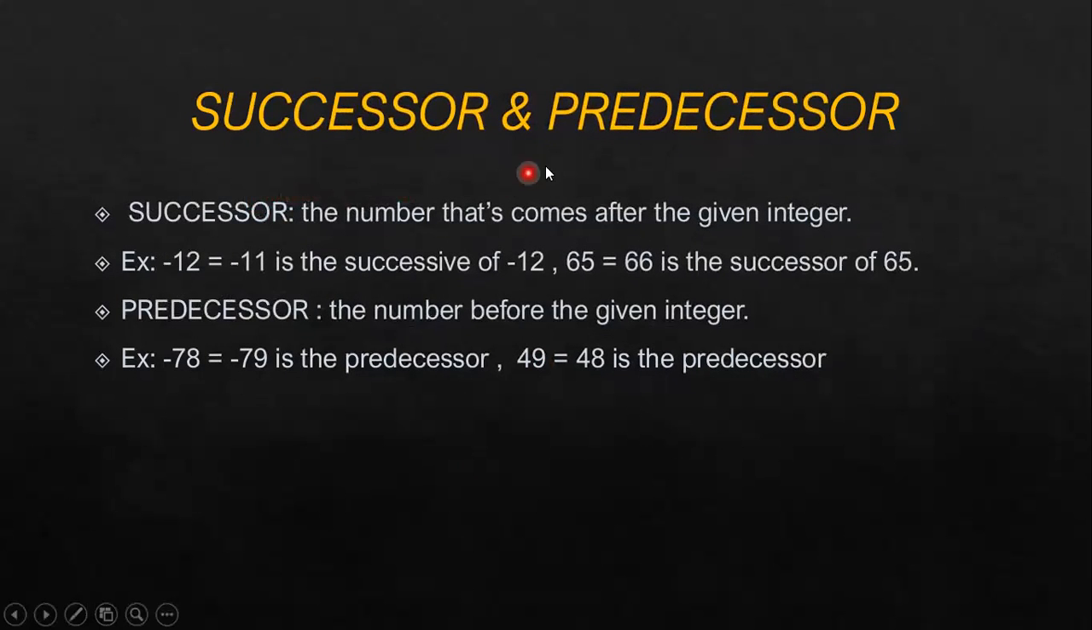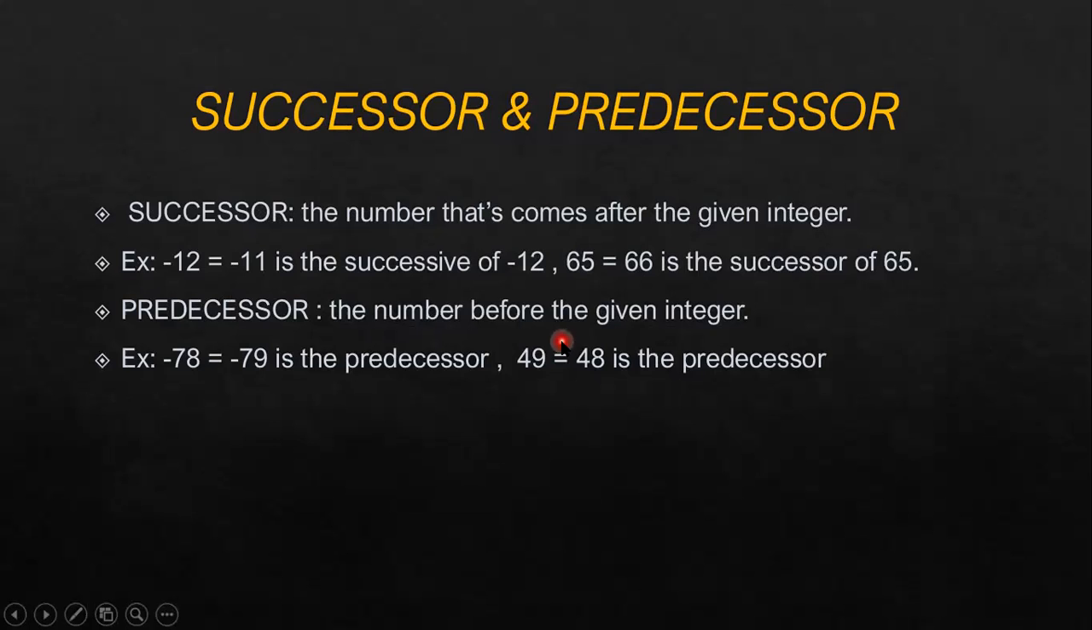So next, successor and predecessor. Successor we have already learned in the lower classes. Successor means the number that comes after the given integer. So for example, minus 12: minus 11 is the successor of minus 12. And 66 is the successor of 65. Here, among negative numbers, if the number is increasing, the value will be lower. Next, predecessor: the number before the given integer.